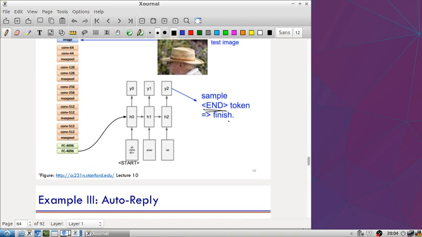Okay, any questions at this part? All we did is just add an image embedding into the mix. That's all.